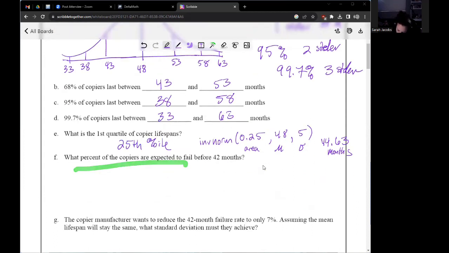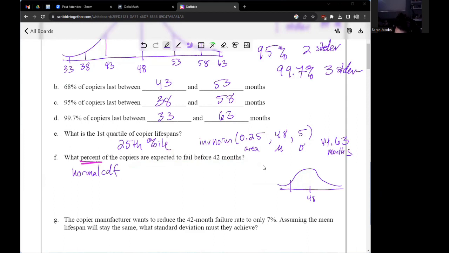Now we are being asked for a percent. So this is where we use normal CDF. If you're being asked for a percent, a proportion, a probability, probably we're dealing with normal CDF. Now we need to think about the context. Expected to fail before 42 months. So here's a little mini curve again. Here's our mean. So half of the data falls to the left of the mean. 42 months is just a little bit to the left of our first standard deviation below the mean.